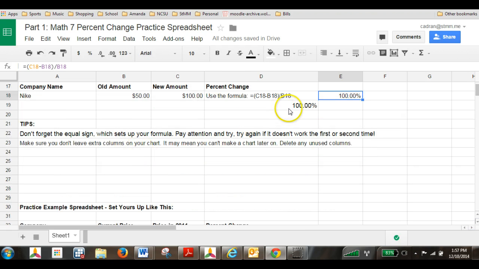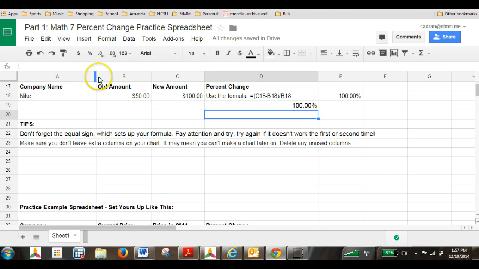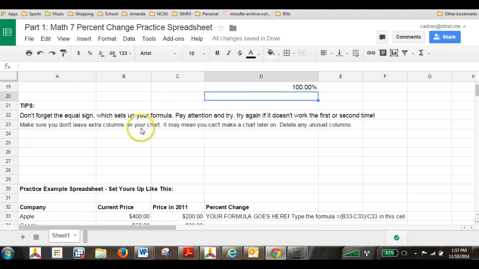A few tips: don't forget the equal sign when you start your formula, very important. Also make sure you don't leave any extra columns on your chart. For example, if I added another column here, and had a column that was blank, it would be harder for me to make my chart. So make sure that everything goes right along A, B, C, D up here at the top.